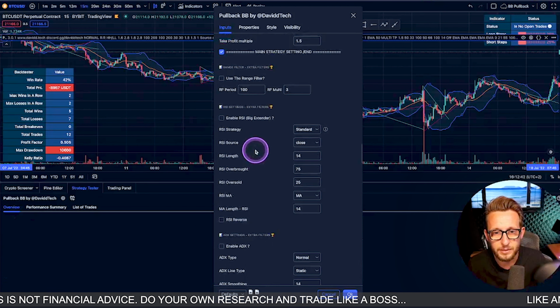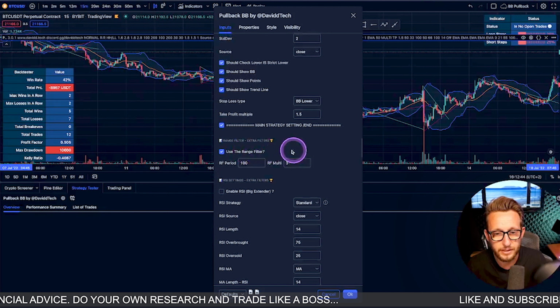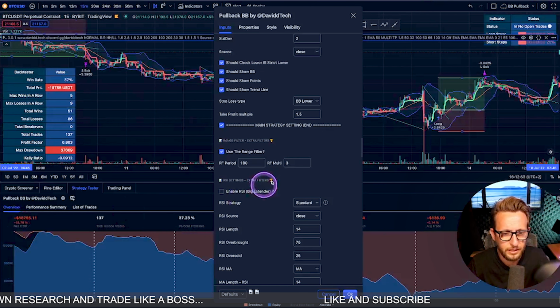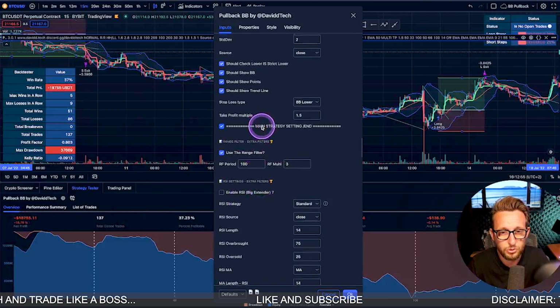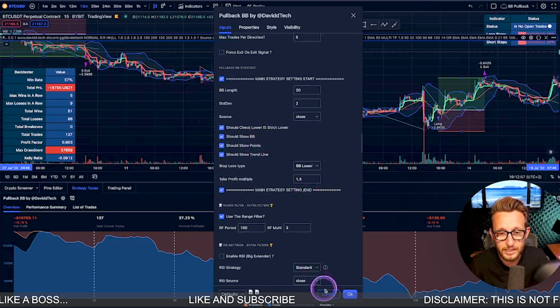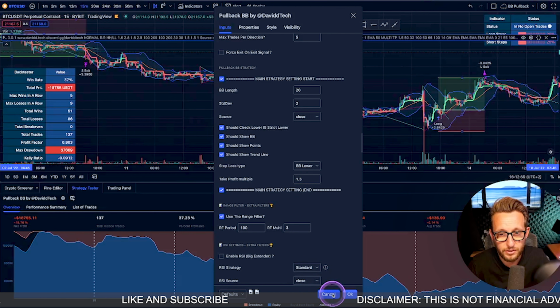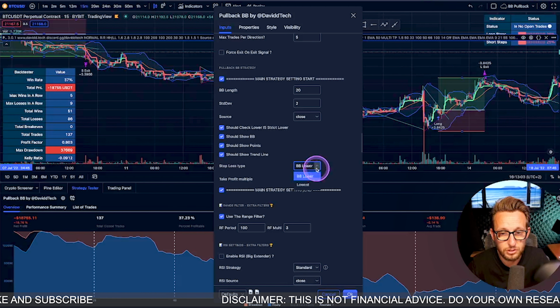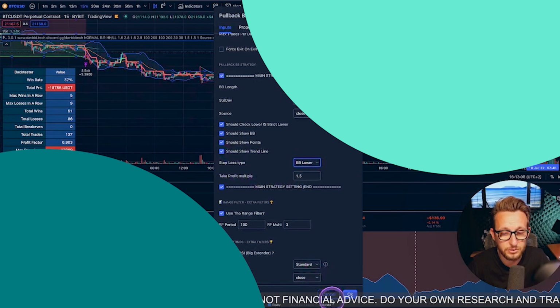Let's keep going up. Let's see if we can find something else, maybe using the range filter to help us filter out some bad trades. The range filter is giving us the same sort of results. So unfortunately, it doesn't really seem to work the way that I want it to. You can also change the stop loss to here as well. Okay, this is not a trading strategy that I would particularly like to trade myself.